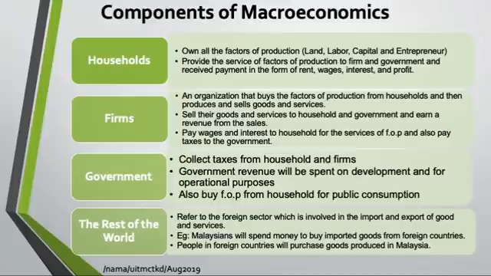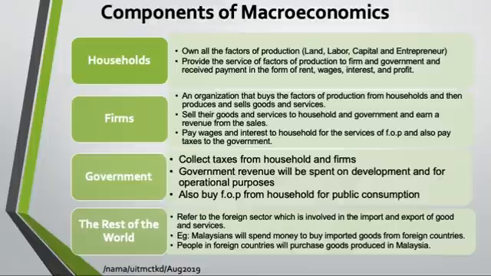Firm. Firm is an organization that buys all the factors of production from household and then produces and sells goods and services to the household and also government. Firm will sell their goods to household and government and earn revenue from the sales. Firm also will pay wages and interest to the household for the service of land, labor, capital and entrepreneur and also pay taxes to the government. Okay, that is firm. Government will collect tax from household and firm. Government revenue will be spent on development and for operational purposes. Government also buys factors of production from household for public consumption.